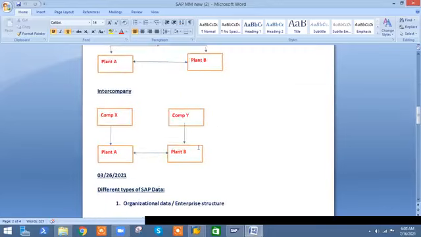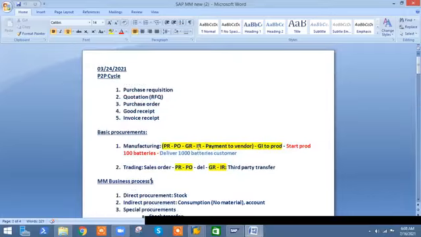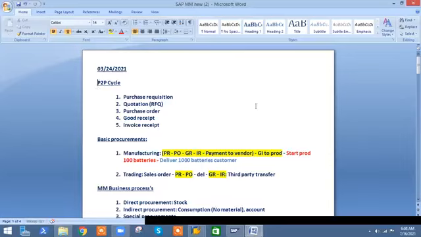So see here, I'll explain. First of all, the P2P cycle. Yesterday I just gave a basic glimpse of the P2P cycle. Now I'll go through everything in detail. In the P2P cycle, the first important transaction is the purchase requisition. Whatever business or client is running on SAP, if they want to procure something, the purchasing department will be involved.